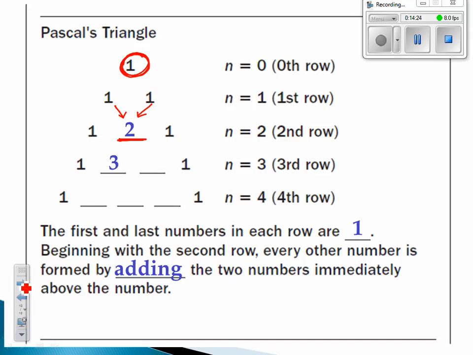Then we move down to our next one. It's got 2 blanks, and I know I hit the button a little too early. We get our next blank is 3. That's by adding 1 plus 2 equals 3. Now we've got to find our next blank. 2 plus 1 is another 3.